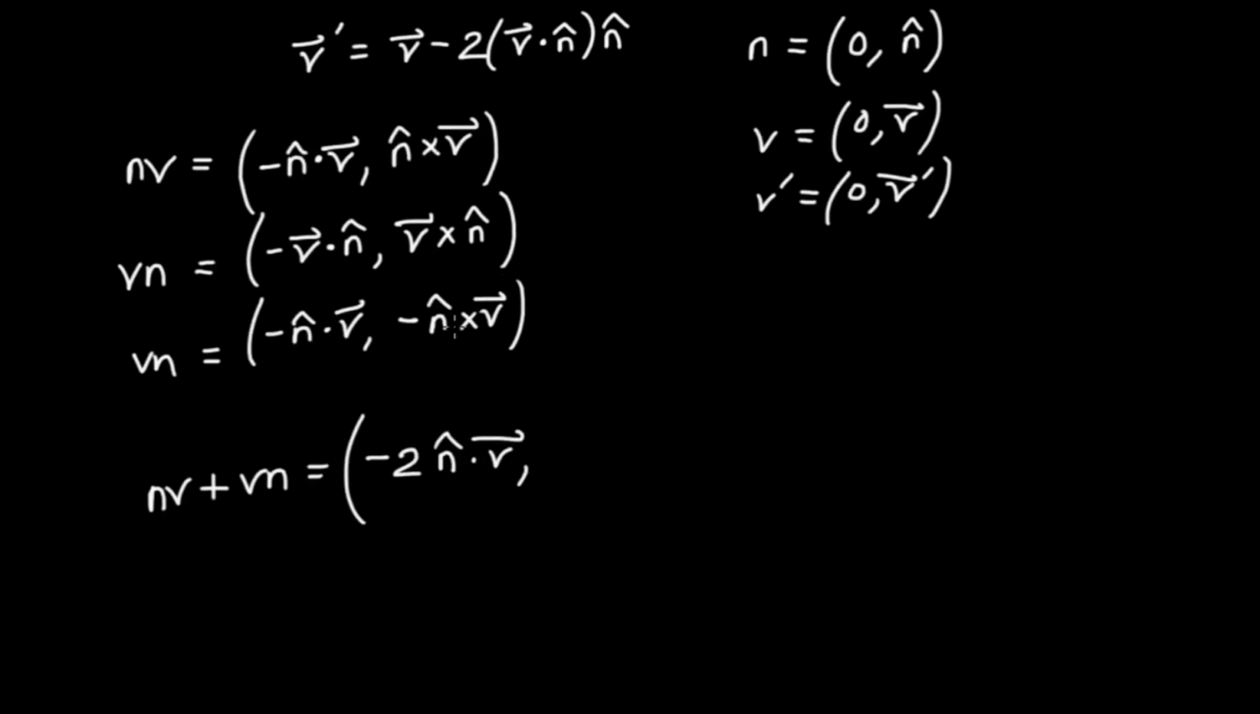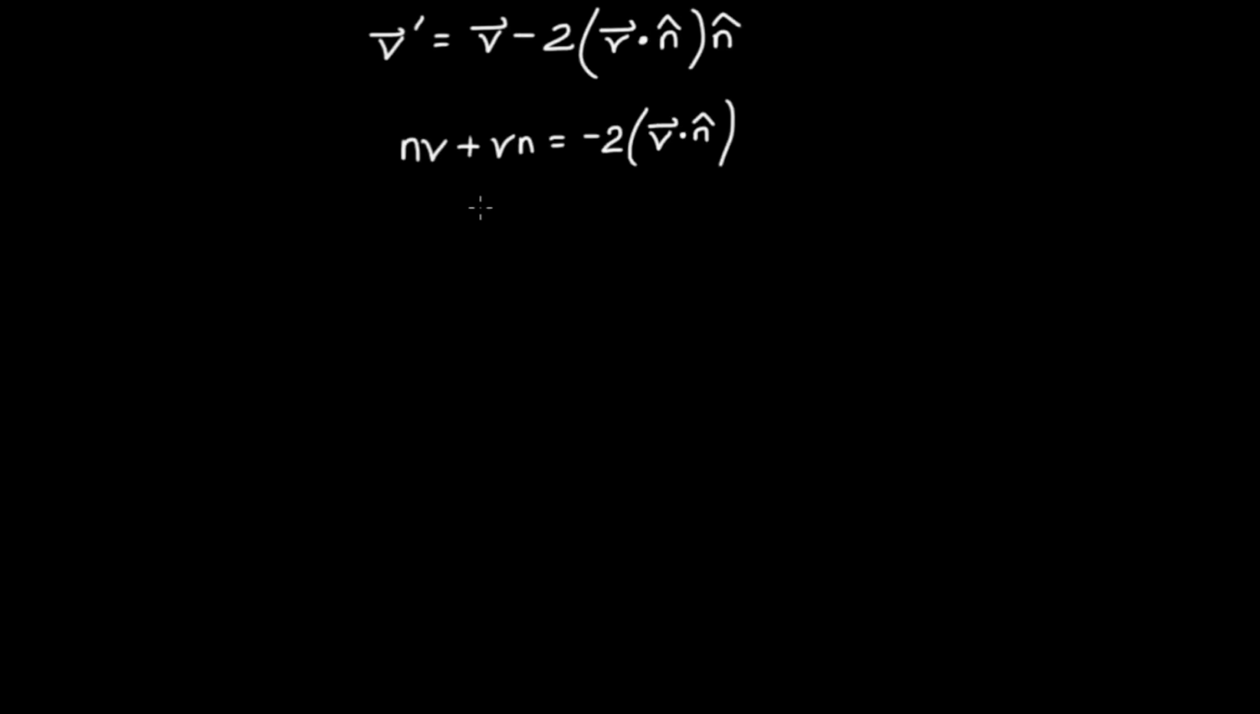And those scalar parts, being opposites, just cancel each other out. So the vector part goes to 0. Now we observe that this new quaternion, nv plus vn, is all scalar part and no vector part. Just for notational convenience, I'm going to drop the quaternion stuff and write this as a pure scalar, minus 2 times n hat dot v.